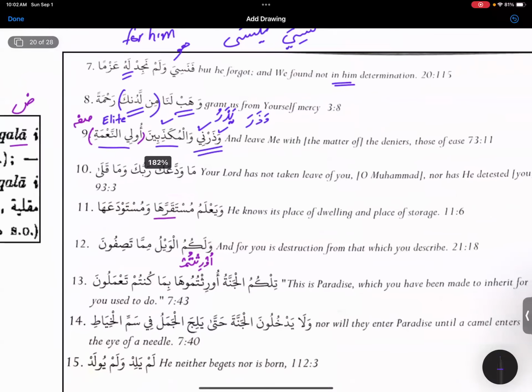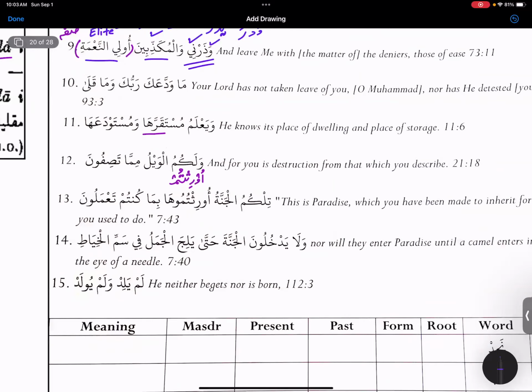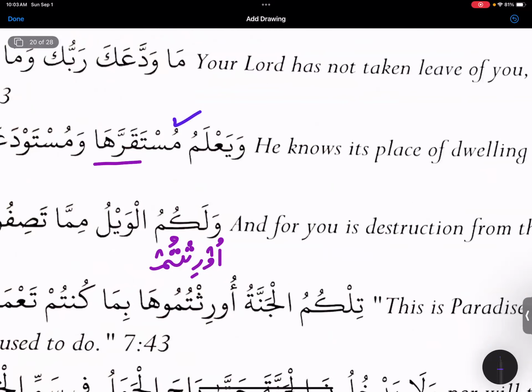So that was qala ma wadda'aka rabbuka wa ma qala, and then mustaqarra. What kind of irregularity do you see in mustaqarra? Mudha'af. Ism maf'ool. Yes, we see mu, and the root letters are kaf ra ra.